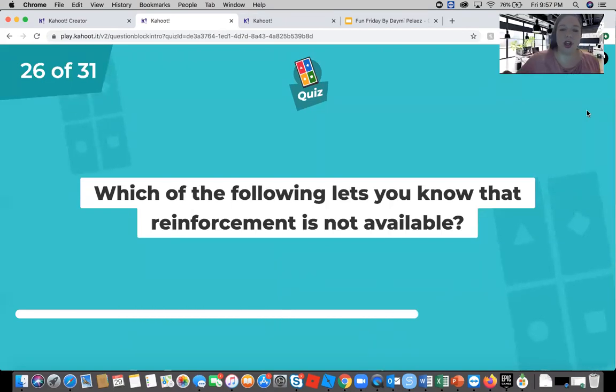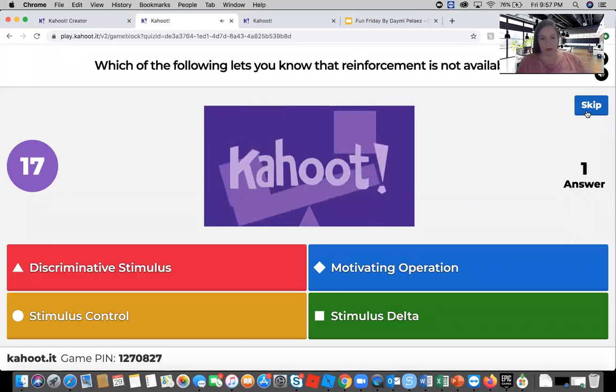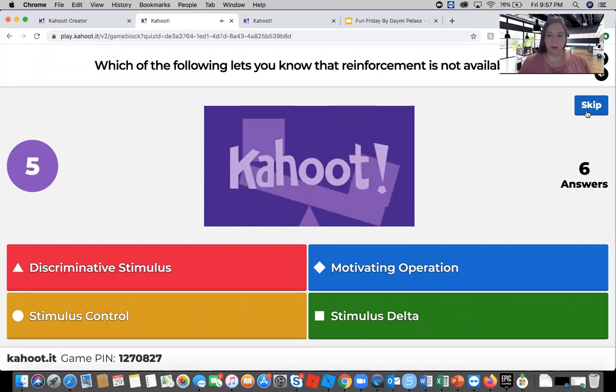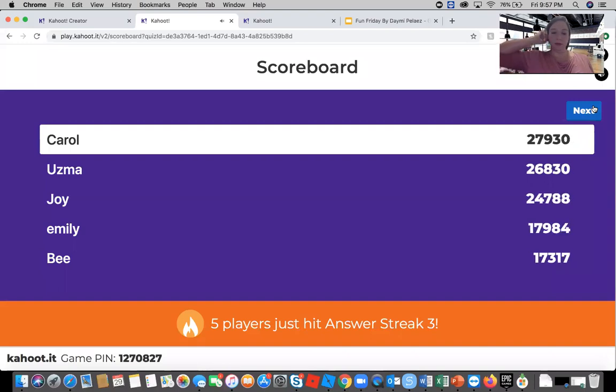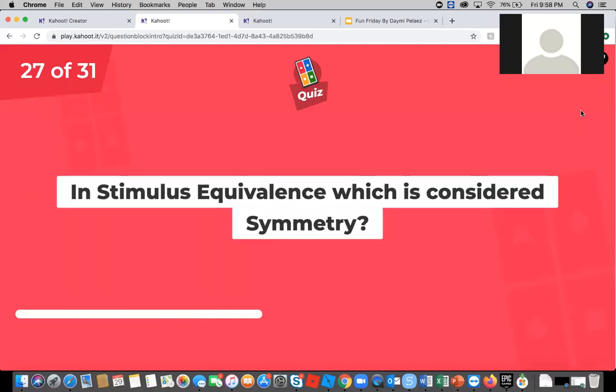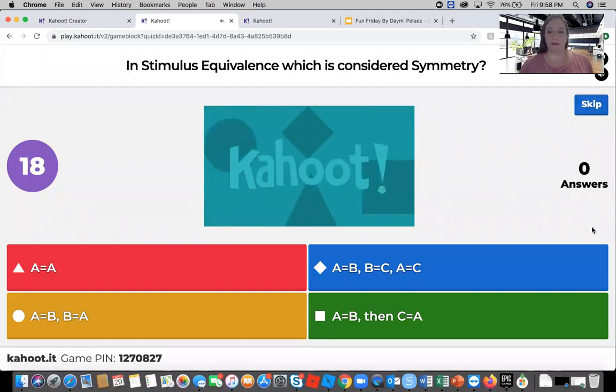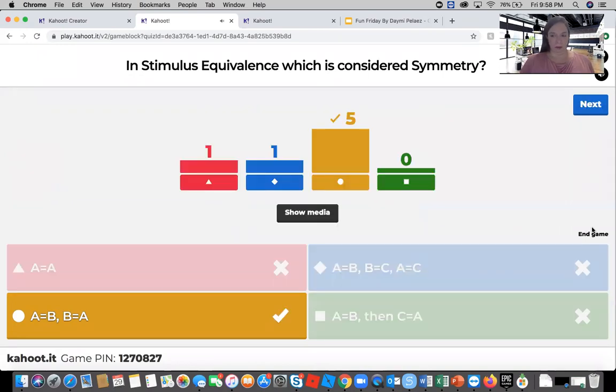Got a few more. Which of the following lets you know the reinforcement is not available? Not. Wow, another 100%. Guys, you guys are doing awesome. I actually gave you guys more time, and I think next time I do this, I'm not going to give you more time. You guys, okay. In Sidman's equivalence, which is considered symmetry? Whoa, awesome. Very, very good. Got to look at those details.